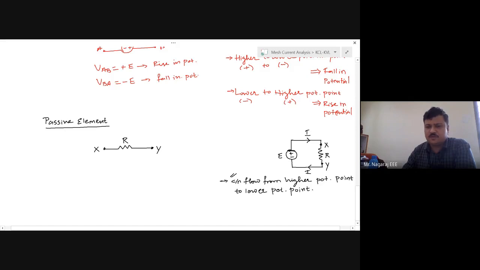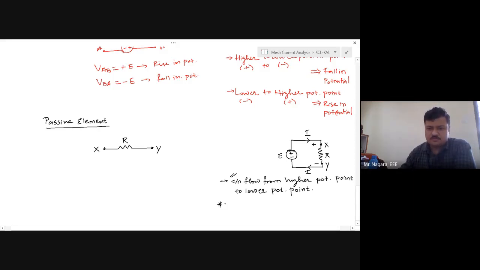Okay, there is no other path for the current. It is entering terminal X, leaving terminal Y, and it has to flow from higher potential point to lower potential point. Therefore, my terminal X will be automatically at higher potential point. Terminal Y will be automatically at lower potential point. Because current is flowing from higher potential point to lower potential point, the point where the current enters in a passive element is at higher potential. Okay, this you should make a note.